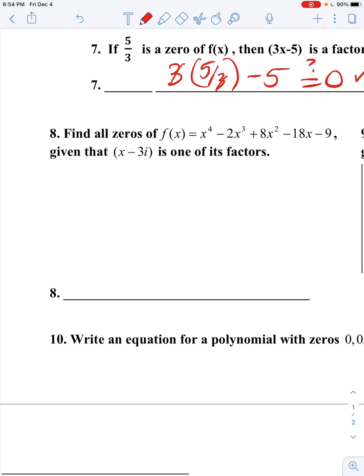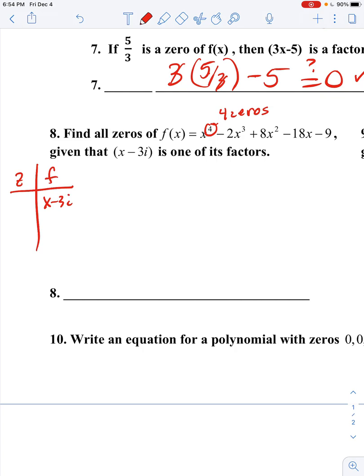Let's see here. So it's saying find all the zeros. That's going to be 4 of them. I'm going to have 4 zeros because that's what the degree is. And it says given that x minus 3i is one of my factors. So if x minus 3i is a factor, then I know that 3i is a zero. And if I'm given that one, I also know negative 3i is a zero because they come in conjugate pairs. So I know 2 of the 4.